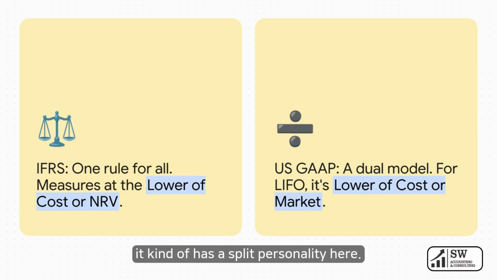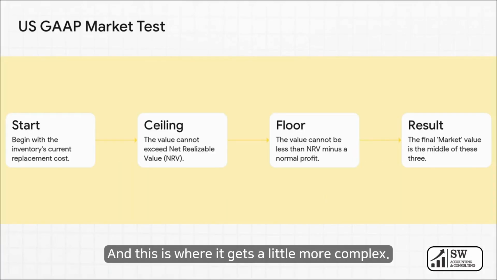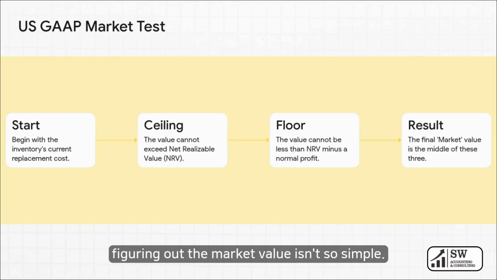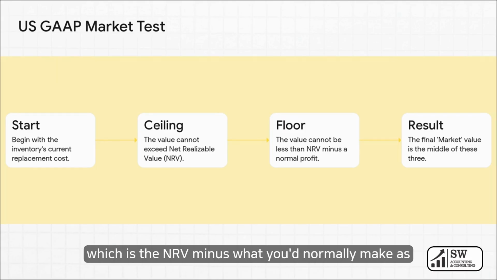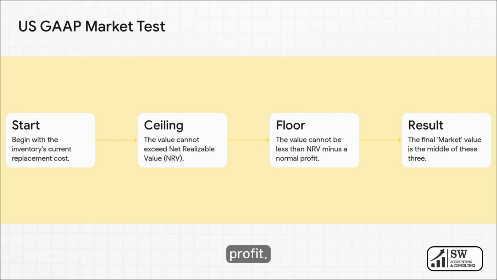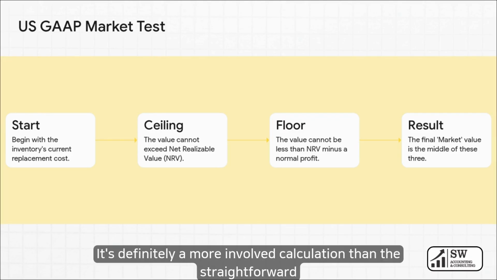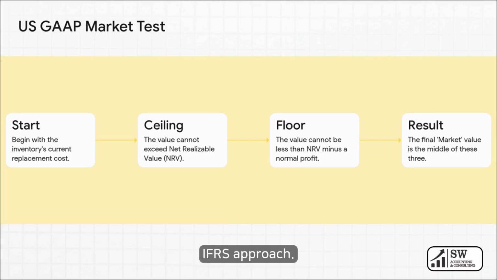US GAAP, though, kind of has a split personality here. If a company uses FIFO, it follows the same rule as IFRS. But if it uses LIFO, it has to use a whole different test, the lower of cost or market. And this is where it gets a little more complex. Under US GAAP's special LIFO rule, figuring out the market value isn't so simple. You have to juggle three different numbers. First, you find the replacement cost. Then you have to figure out a ceiling, which is the NRV we just talked about, and a floor, which is the NRV minus what you'd normally make as profit. The final market value you use is whichever of those three numbers falls in the middle. It's definitely a more involved calculation than the straightforward IFRS approach.